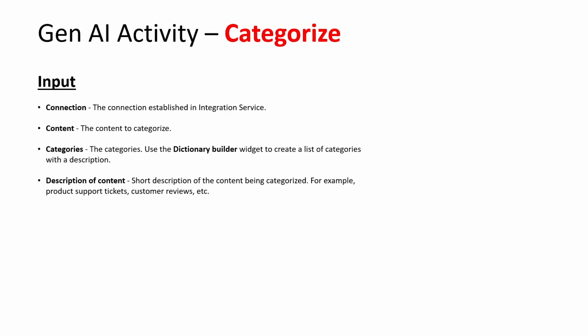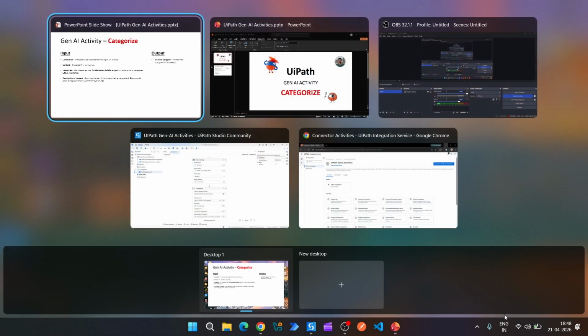Okay. Then we have the other thing, that is the output. So we get an output in the content category, which we have defined in the categories input, right? So we will get those same things in the output. Let us see how these things work in UiPath. So let me just switch back to the UiPath Studio.